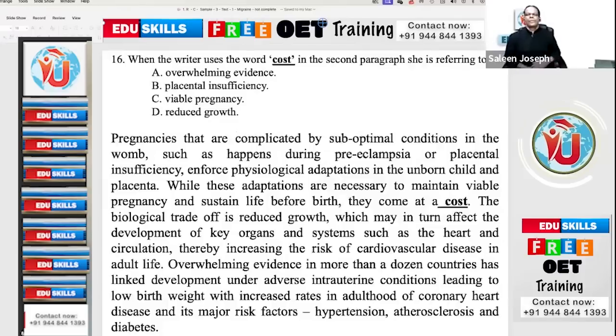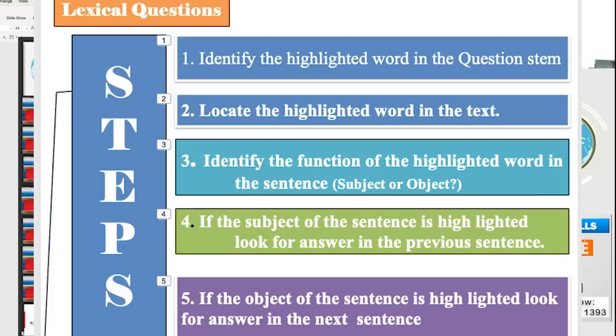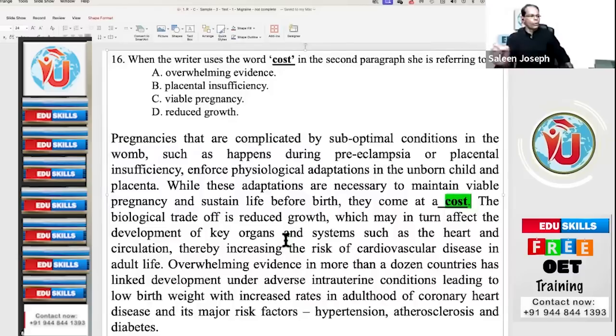Beautiful. When the writer uses the word cost in the second paragraph, she is referring to... It's actually no need of hedging words here. The hedging word is highlighted. What type of question is this? Lexical type question. The lexical principle, the clue or the strategy, is that you go to the highlighted word in the text. Now write down on your notebook fast: they come at a cost. So here, what is they? They is the subject. And the verb? Come.